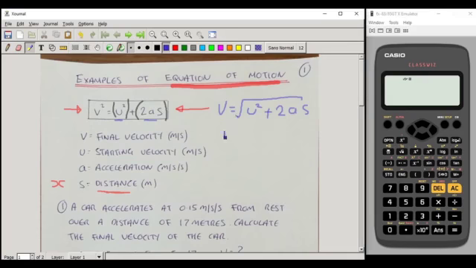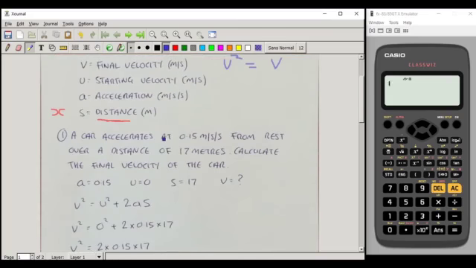Because some people will just give me an answer of V squared. I don't want V squared. I probably want V in the questions. Okay. So V squared equals U squared plus 2AS. That's a 2, right? And not an S. That's a 2 times A times S.